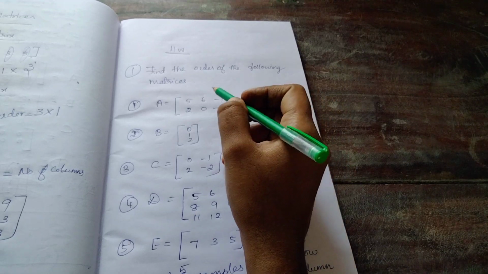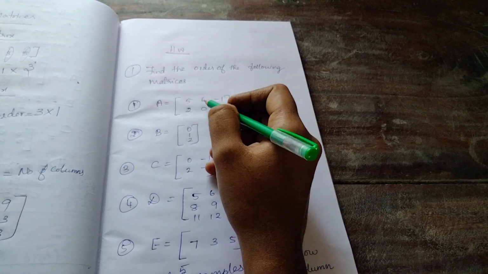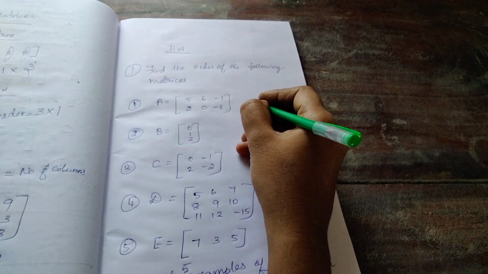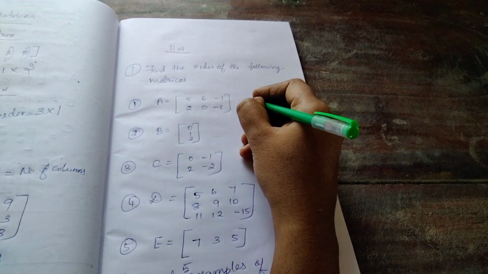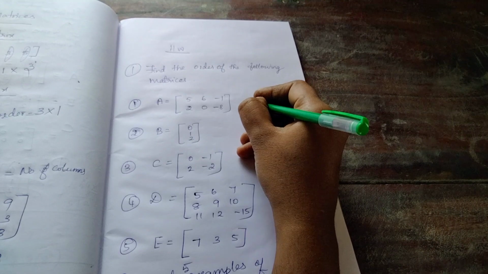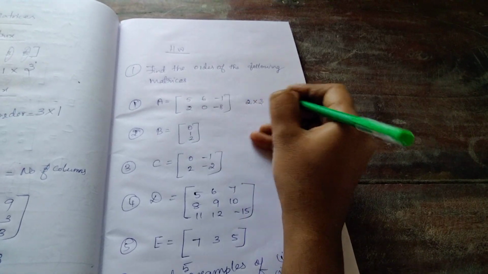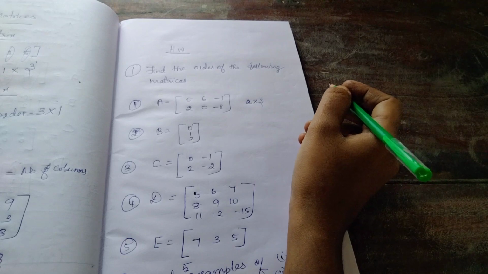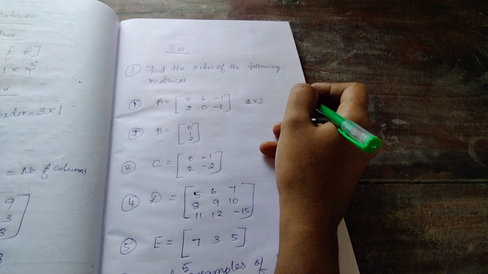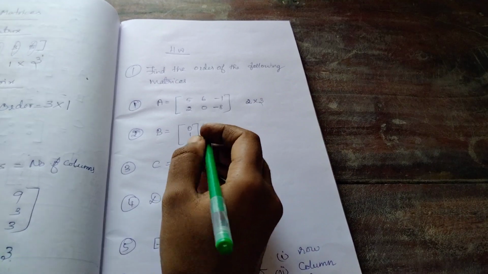So, here the number of rows is first row, second row. So, 2 rows by how many columns? First column, second column, third column. So 3 columns. The answer is 2 by 3. You should read it as 2 by 3, not 2 into 3. Got it, students? Now come to the second one.